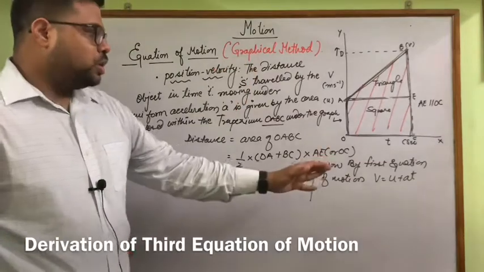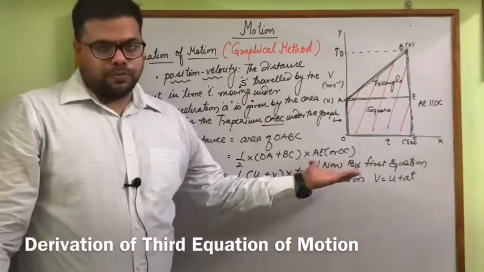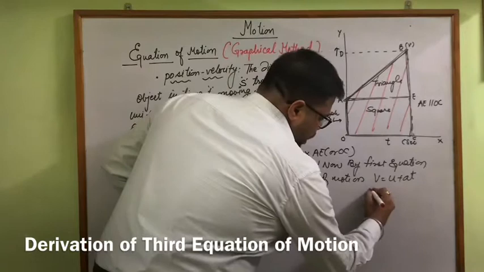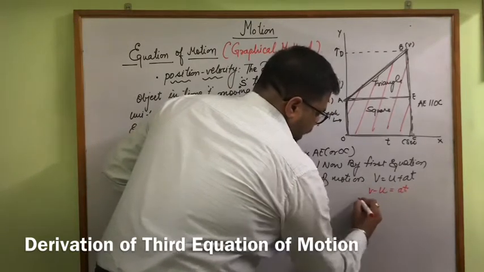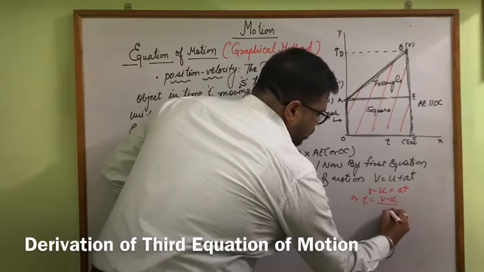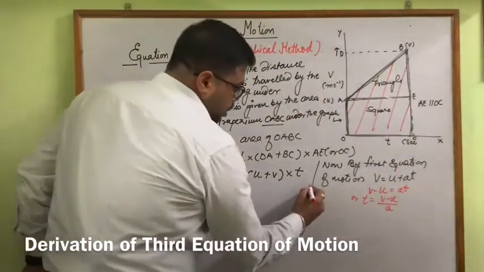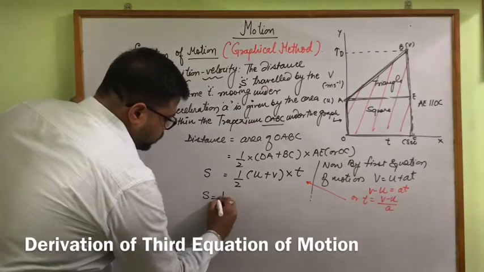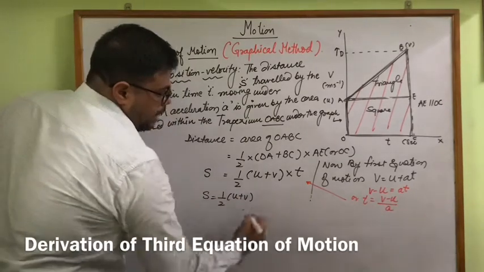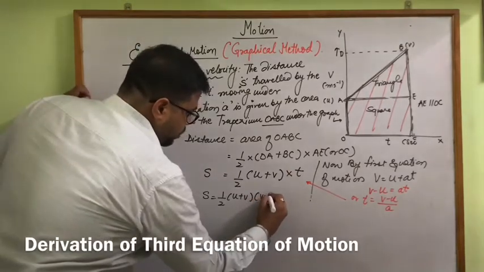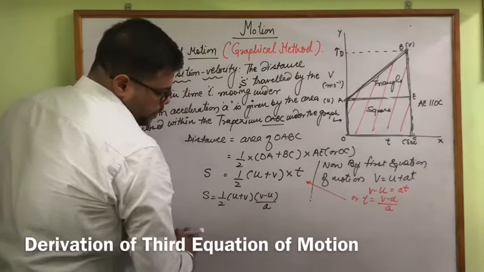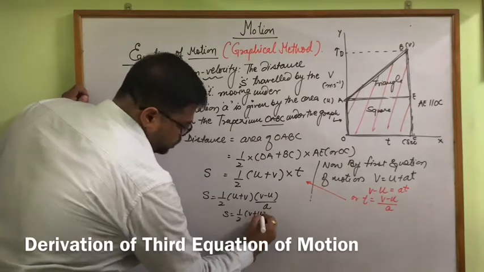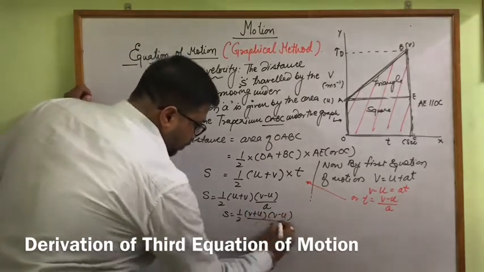How? With the help of the first equation of motion, V equals U plus AT, we can write V minus U equals AT, and then T equals V minus U upon A. So we can put this relation for T: the distance equals half into U plus V, and T is V minus U upon A. We can also write half V plus U, no problem, times V minus U upon A.